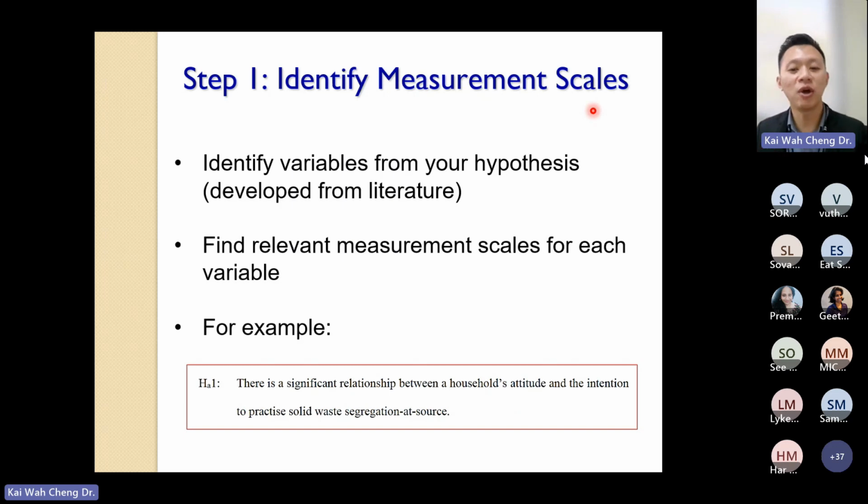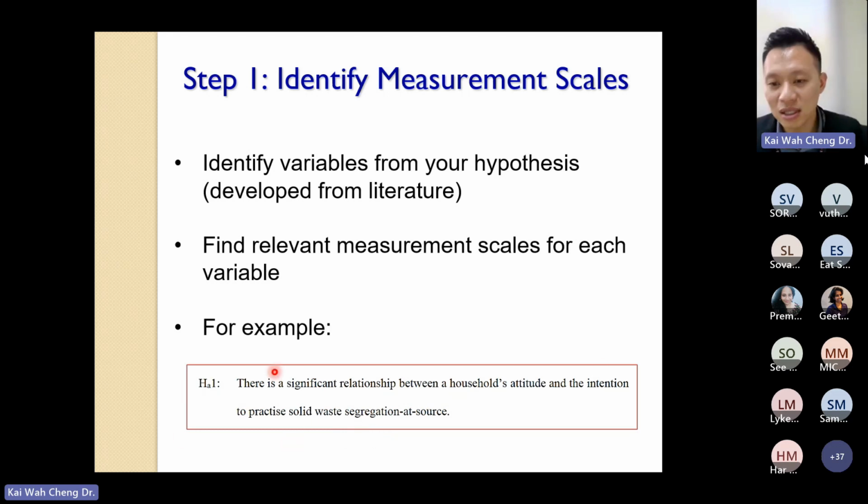But first and foremost, we need to have a research hypothesis statement with us first. So this is one of the research hypotheses from my PhD thesis last time. I will read that for you. There is a significant relationship between a household attitude and the intention to practice solid waste segregation at source.